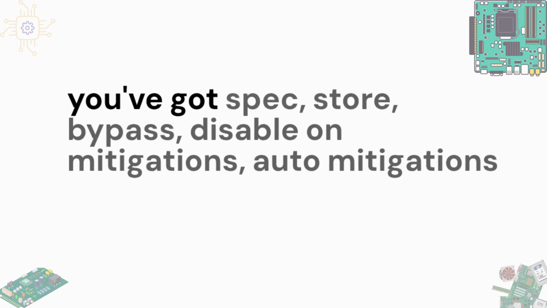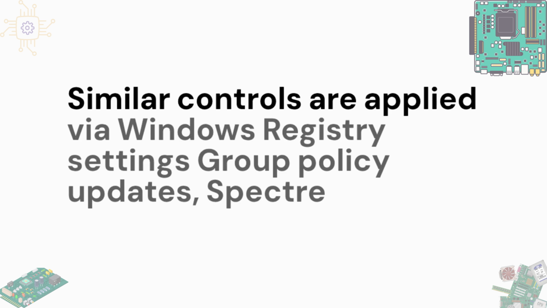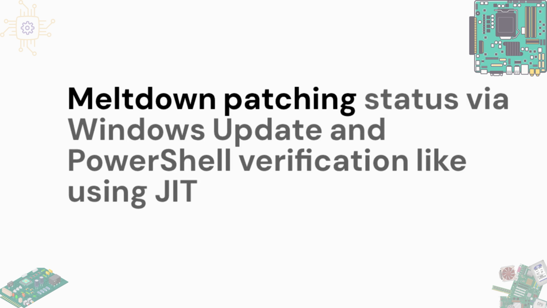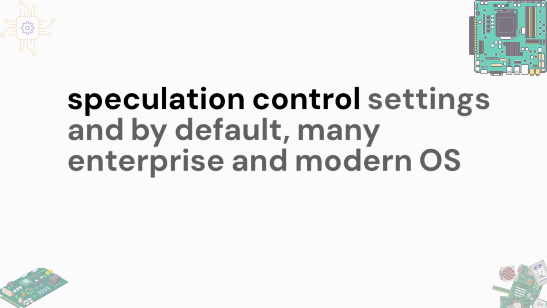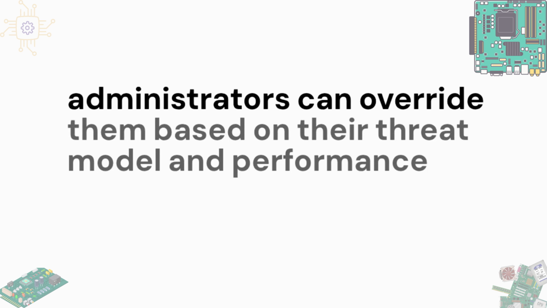Like on Linux, you've got spec_store_bypass_disable=on, mitigations=auto, mitigations=off, nospec_store_bypass, l1tf=flush, mds=full, mds=full,nosmt. On Windows, similar controls are applied via Windows registry settings, group policy updates, Spectre/Meltdown patching status via Windows Update, and PowerShell verification, like using Get-SpeculationControlSettings. And by default, many enterprise and modern OS distributions enable mitigations if vulnerabilities are detected, but system administrators can override them based on their threat model and performance requirements.